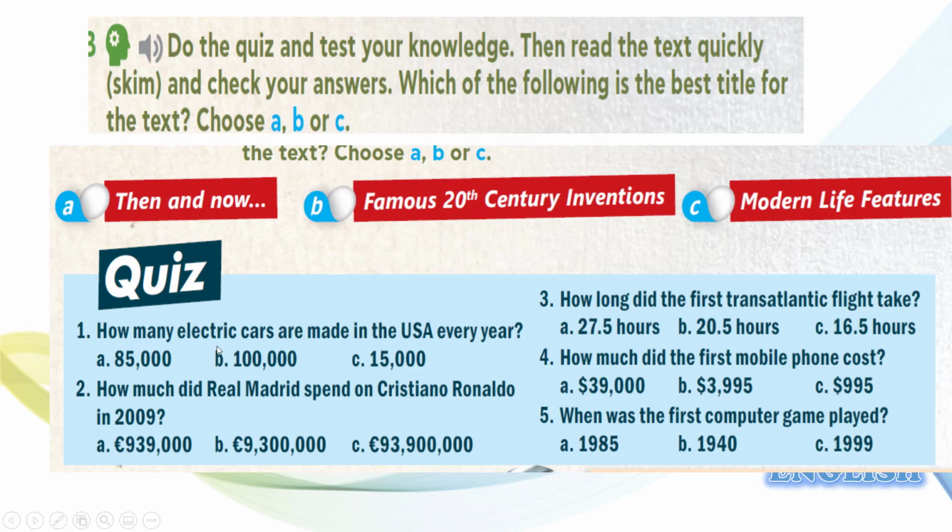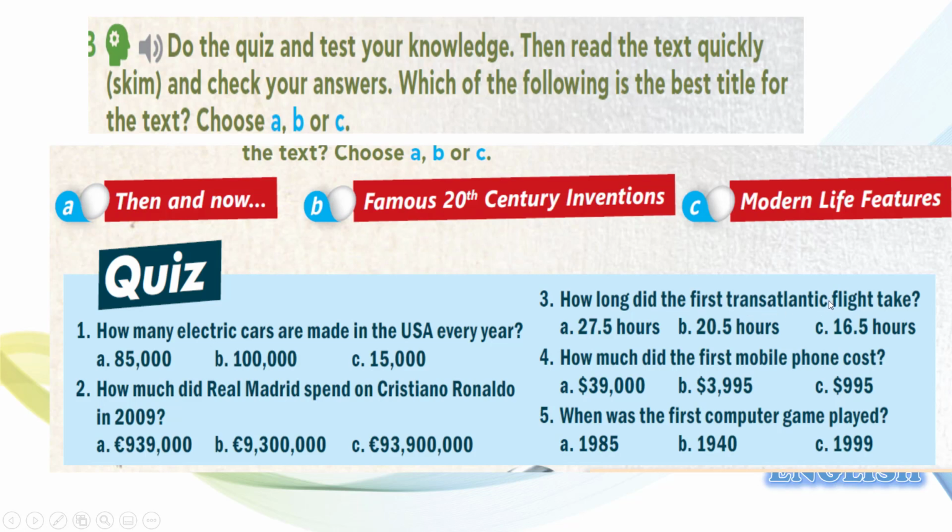Number 1. How many electric cars are made in the USA every year? 85,000, 100,000, or 15,000? Number 2. How much did Real Madrid spend on Cristiano Ronaldo in 2009? 939,000 euros, or 9,300,000 euros, or 93,900,000 euros.